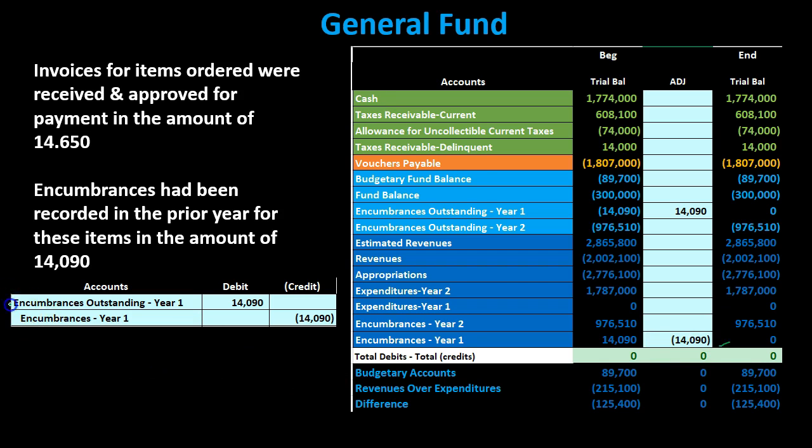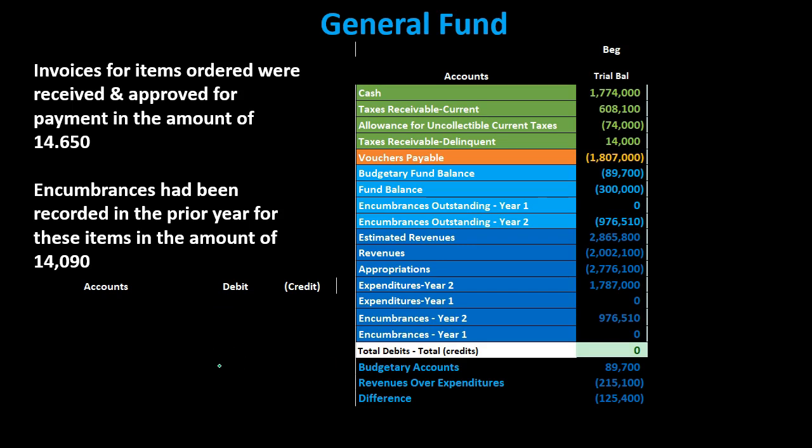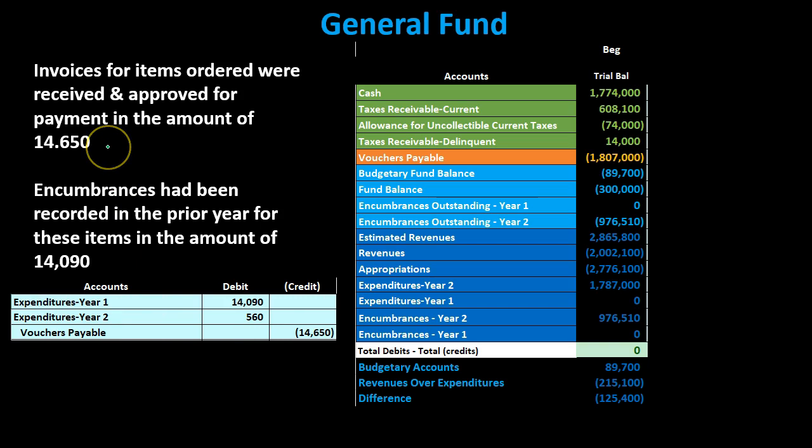The other side's going to take it off the equity section. So we're just in essence removing the encumbrance that was on the books from the prior year, the holding account that was holding it before the actual expense was ready to be recorded under the accrual method or the cash method or the modified accrual. That takes this back down to 0. So now we've removed that amount. Next thing we're going to do is record the expenditure for the actual amount. So the actual amount was this. Remember that the encumbrance is an estimate.